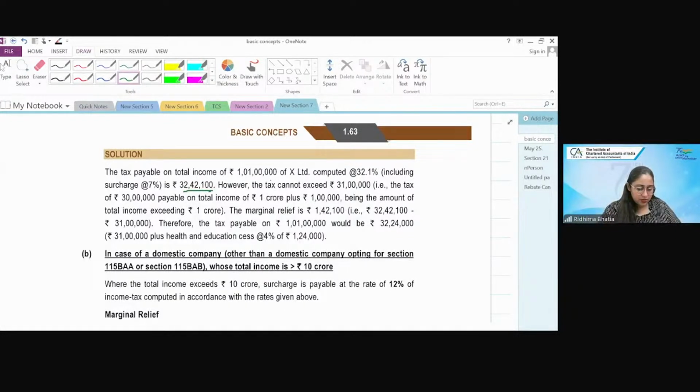calculator guys, second. Solve it also, I'll also solve it.